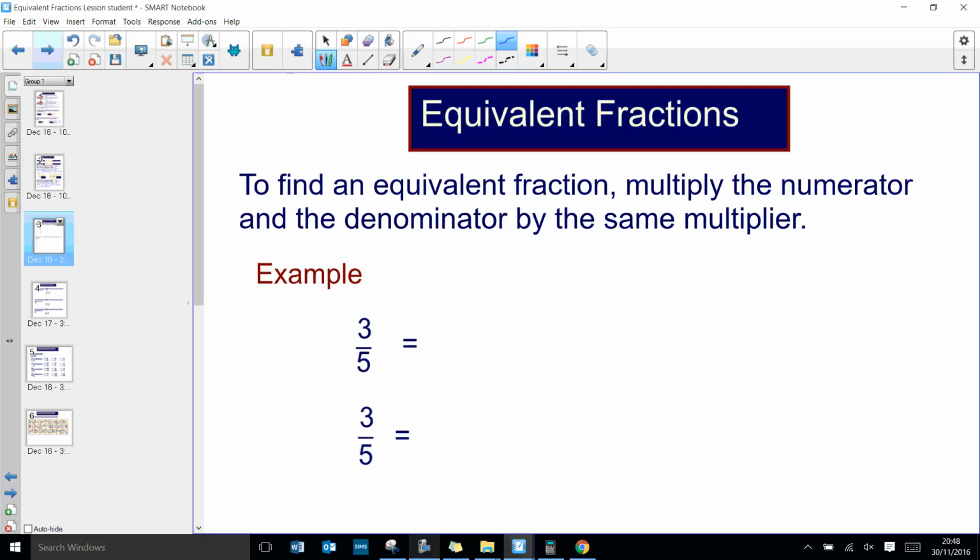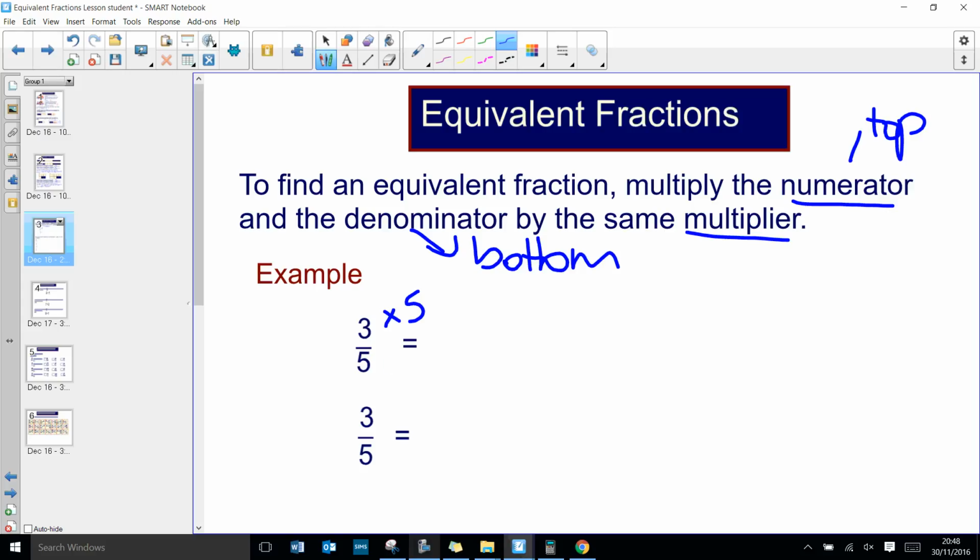To find an equivalent fraction, you multiply the numerator. Remember, the numerator is the top number and the denominator is the bottom number, and we multiply both by the same multiplier, and that multiplier can be anything. So say, for example, I chose the number 5. If I were to multiply both top and bottom by 5, I would have 15 over 25.